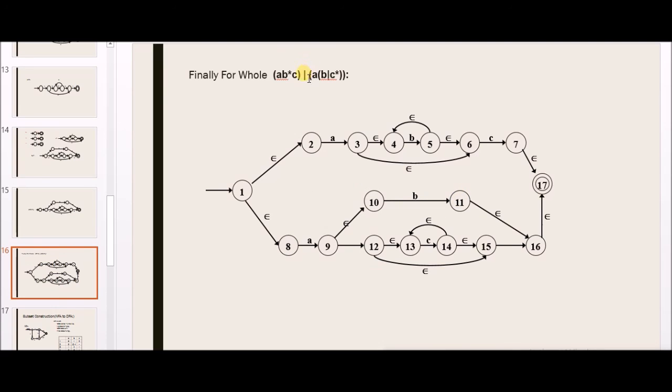Because it is the OR move, we apply the OR rules here. Take a new initial state and a new final state. From 1 take an epsilon move, and we will be able to go to the a b star c part, and from 1 take an epsilon move, and we will be able to go to the a and b or c star part. For 7 and 16 take an epsilon move, and we will be able to go to the new final state, which is 17.